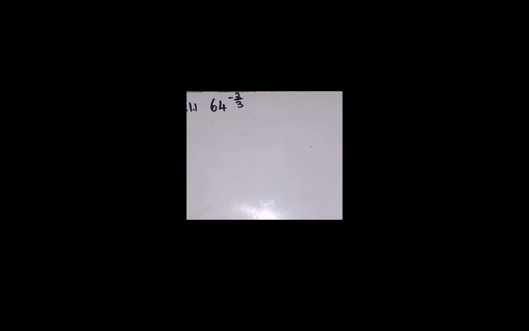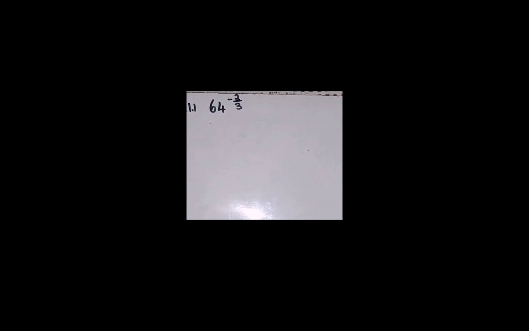Let us consider the following expression. We're supposed to simplify this fully without the use of a calculator. Our answer is not supposed to contain negative exponents, and it's not supposed to have bases that are irrational. So the first thing that you do here is express 64 as an exponential prime factor.